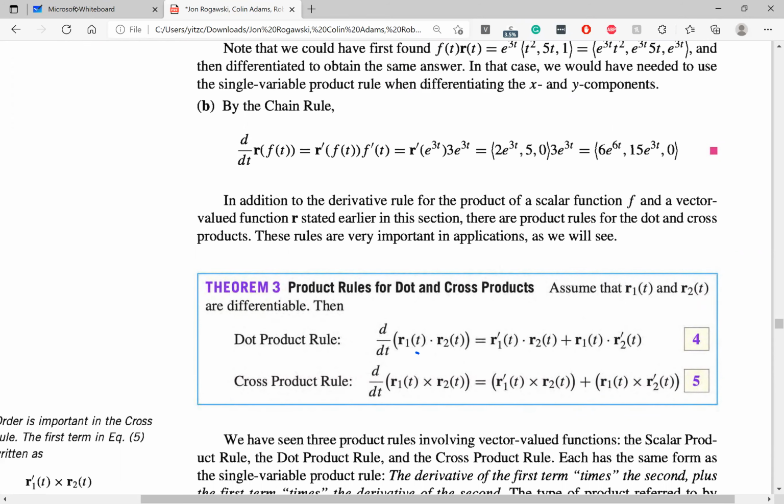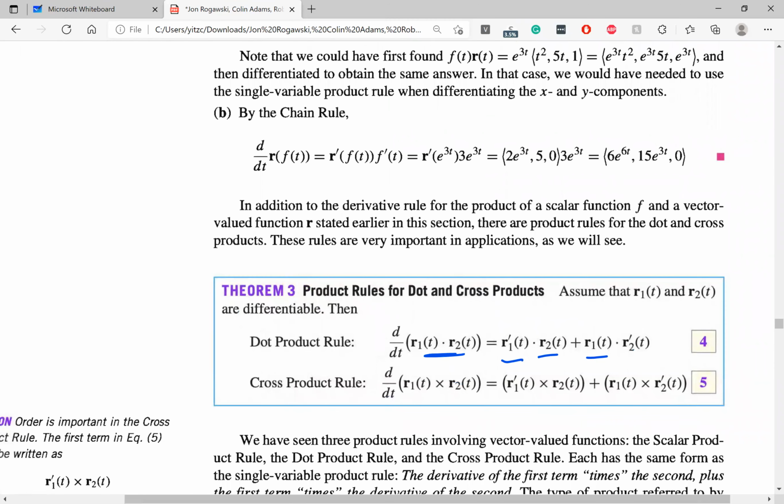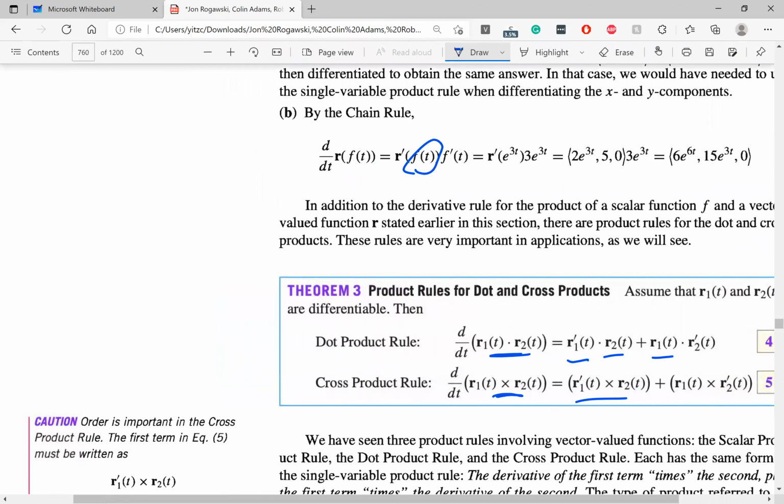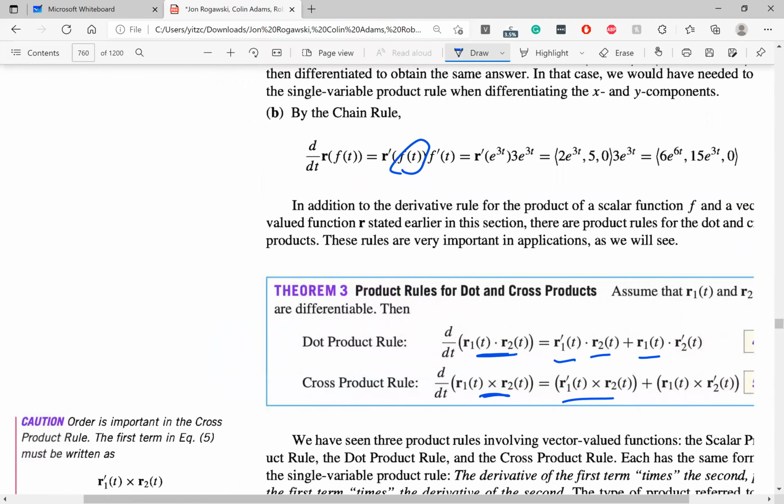So the derivative of the dot product is the derivative of the first one dotted with the second one, plus the first one dotted with the derivative of the second. So it's just the product rule again. Just now, you remember that you're dealing with vector functions. So the dot product is not multiplication, it's the dot product, right? You can only really multiply if you have a scalar function f of t. But if you have two vectors, you have to either take the dot product or the cross product. And again, for both of these, you just have the product rule.